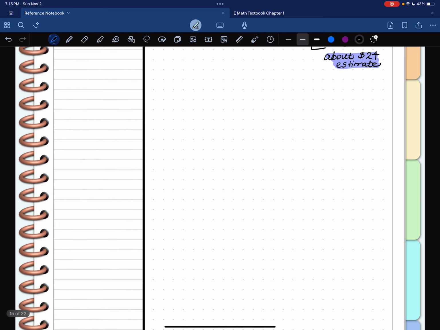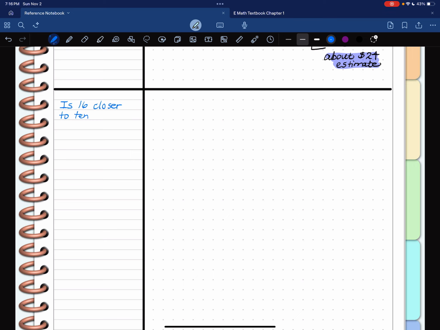Okay, let's move to another example. This is really just me having you think through these with me. So let's section off our page and see what we have here. Here's a question for you for the margin. And let me write it where you can actually read it. Is 16 closer to 10 or 20?